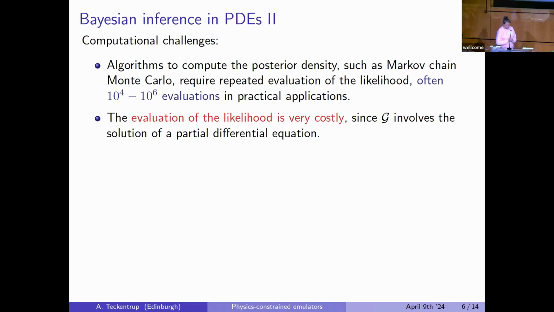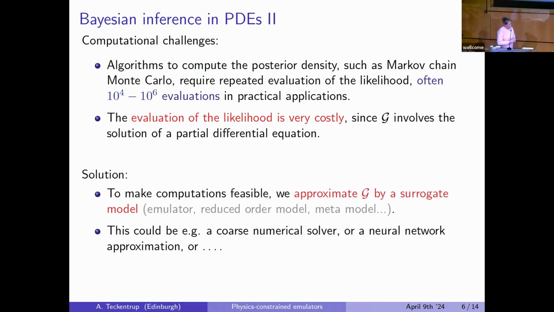And so something that people do is approximate the PDE solution. Instead of repeatedly solving the PDE for every sample, for different values of theta, and then looking whether that fits your observed data, you approximate G by something that's cheaper. I would usually call that a surrogate model. What you call it depends a bit on what community you're from. Some people call it emulators or reduced order models or meta models. It's really just an approximation or a simpler model.